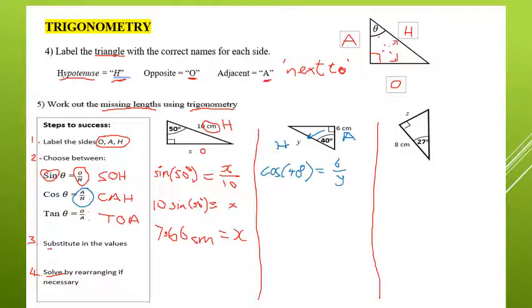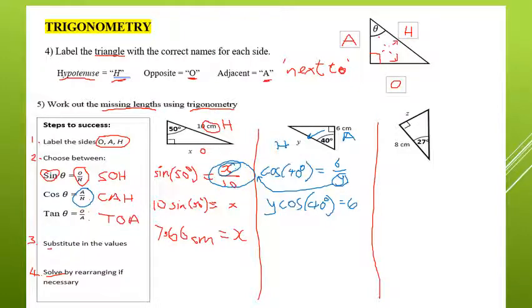Now the difference in this problem compared to the first one is that there our unknown X was on top, but here our unknown is underneath. So the method here is first to bring that across as a multiplier, so we get Y times cos of 40 degrees is equal to 6.